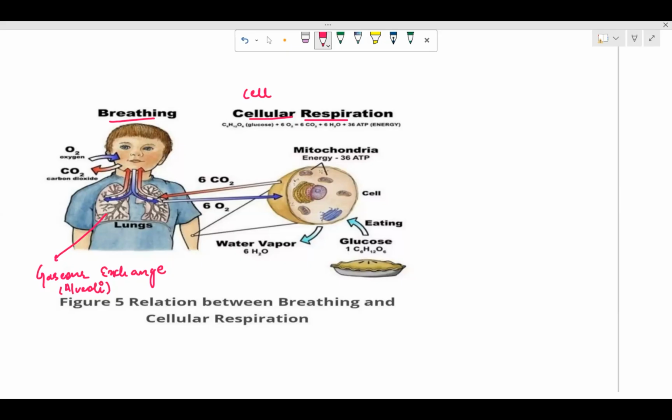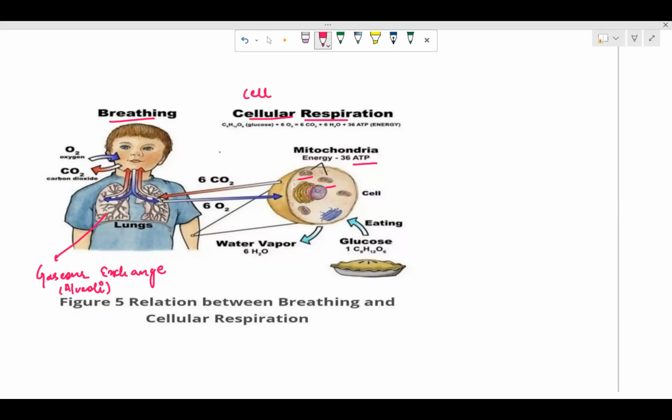Now, as I told you, this is the cell. Here you have the mitochondria, which will generate the ATPs. This glucose you are getting from the food. So it is taking place inside the cell. Combining of the oxygen with the glucose takes place only in the cell. After combining, it gives off carbon dioxide, where the gaseous exchange again takes place at the alveoli level and it is exhaled from the mouth.